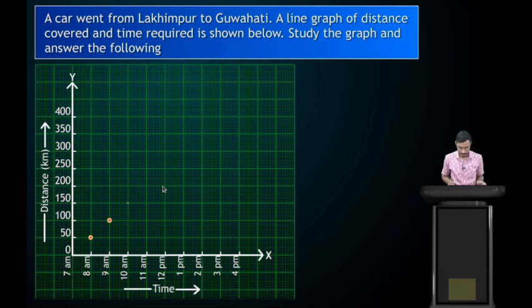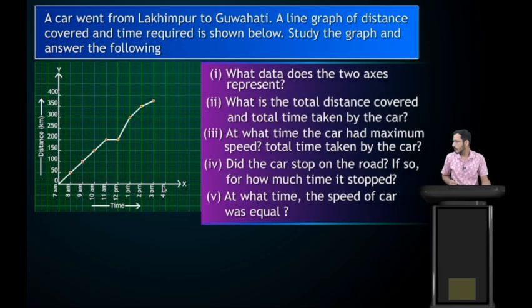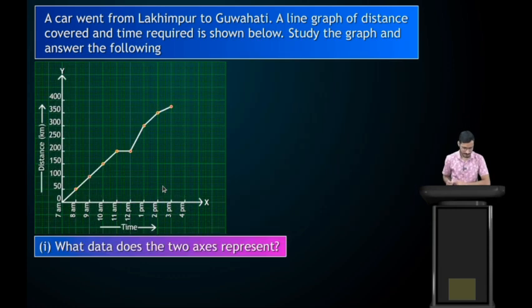So here you can see the line graph. A car went from Lakhimpur to Guwahati. Here we have the data in pictorial form, a line graph, and some questions. So answer these questions one by one. First, what data do the two axes represent? Can you tell me what data the two axes represent here?